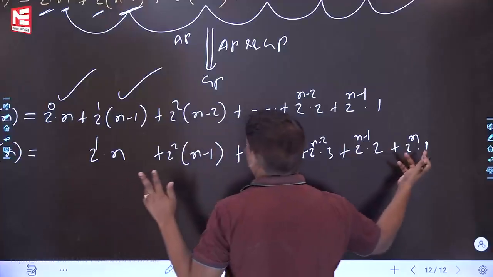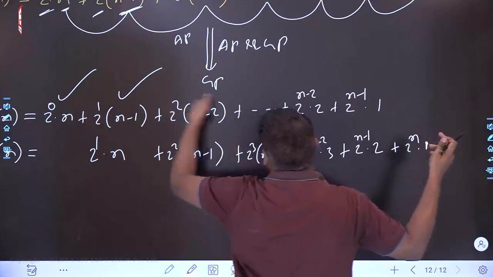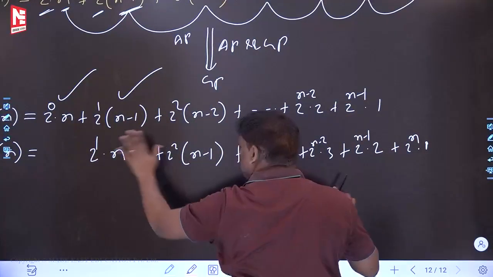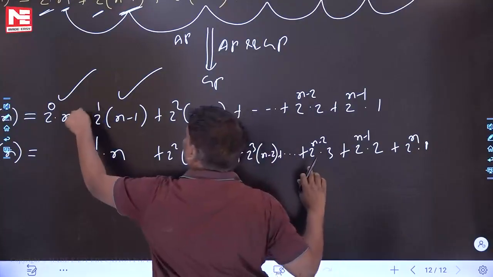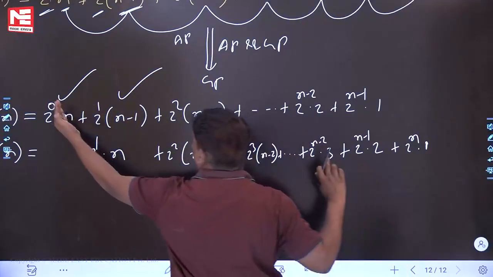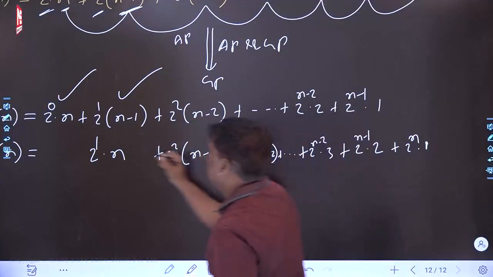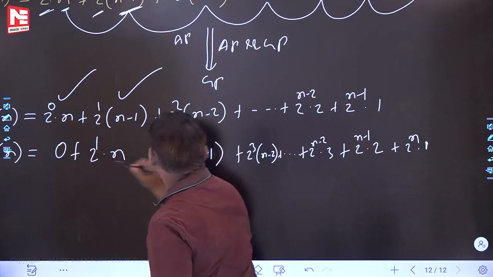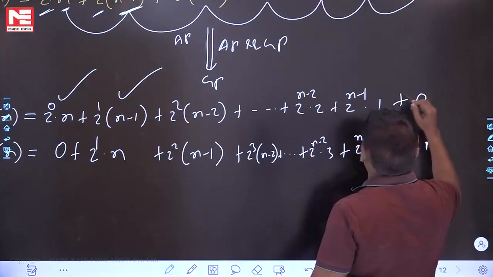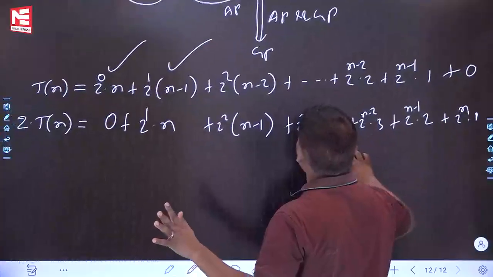Lastly, one extra key point. See this one. In the Tn, how many terms are there? 2Tn also has the same terms. The only thing is the power is incremented by 1. Because the power is incremented by 1, it is almost like one right shift happened. So here a gap is there, and here one extra came. Both will be the same.